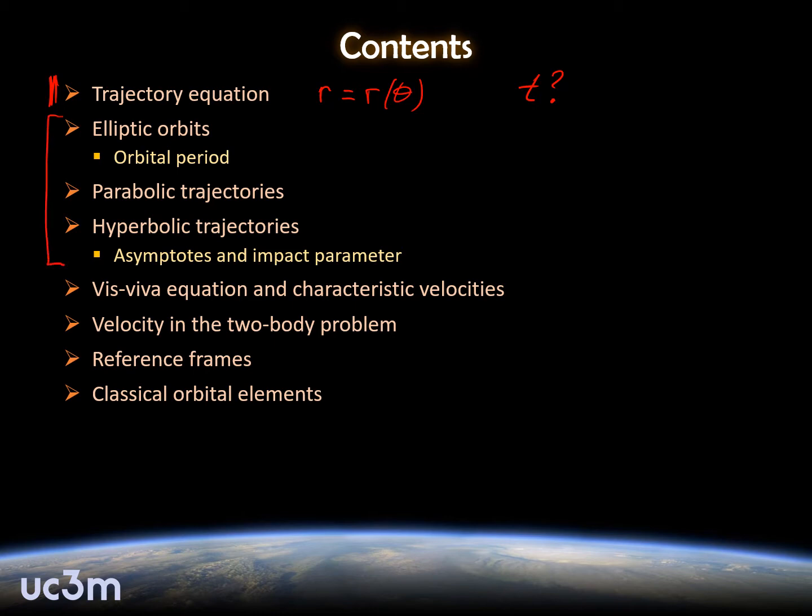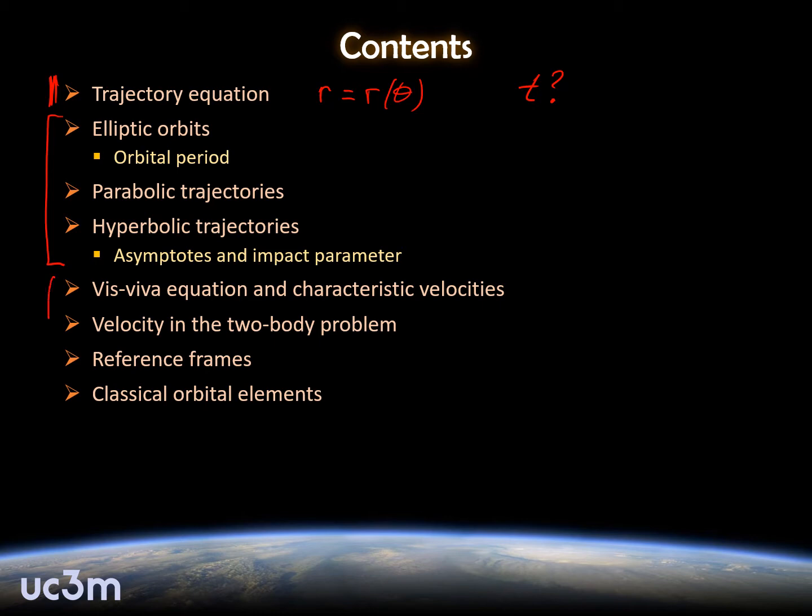Next, we will take a look at the three different types of orbits that we will have in the two-body problem. These correspond with the three types of conics that we analyzed in the last video. So we have elliptic orbits, parabolic trajectories, and hyperbolic trajectories.